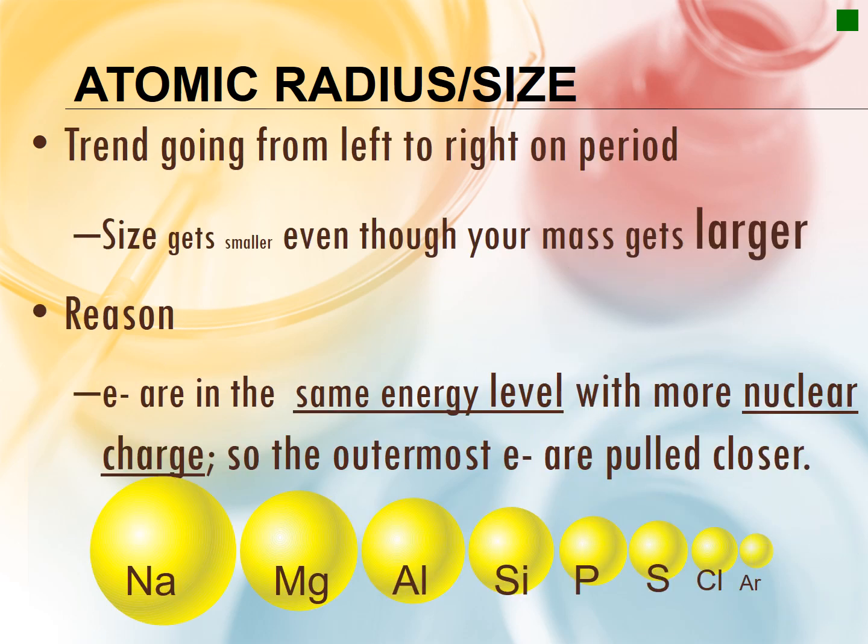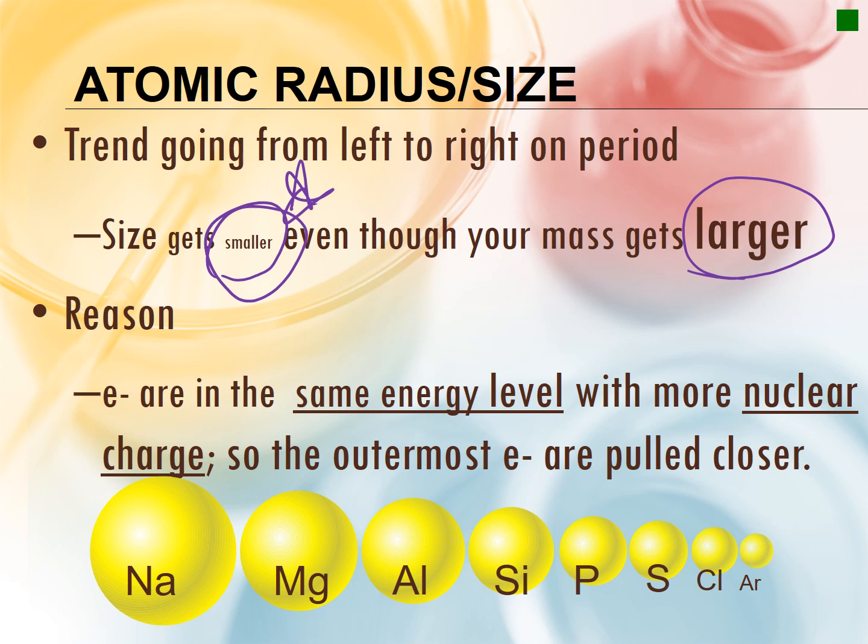Now, atomic radius or size going across a period. From left to right, we'll always be talking about left to right. What is the general logic for atomic size? What's weird is that even though your mass gets larger as you go across a period, your size actually gets smaller. So think about that. Even though your mass increases, your size gets smaller. And so your mind goes, I don't understand any of this now. Well, let's go back to the reasoning from when we talked about the periodic trends. What is happening when you go across a period?